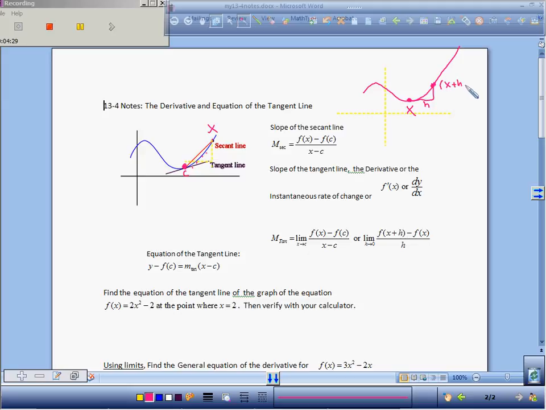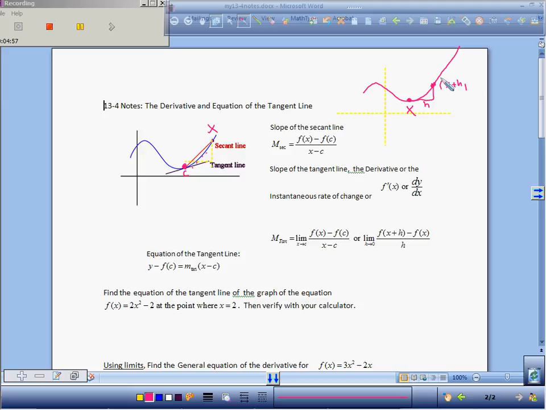So how do you determine which one's C and which one's X though? In this one, C is a specific point. In this case, x can be any point on that curve. I get it. So this is giving you a formula for finding the equation of the tangent line, or the slope of the tangent line at any point on the curve. After I get done with this, I can plug in a value and figure out the slope of the tangent line at a specific point.